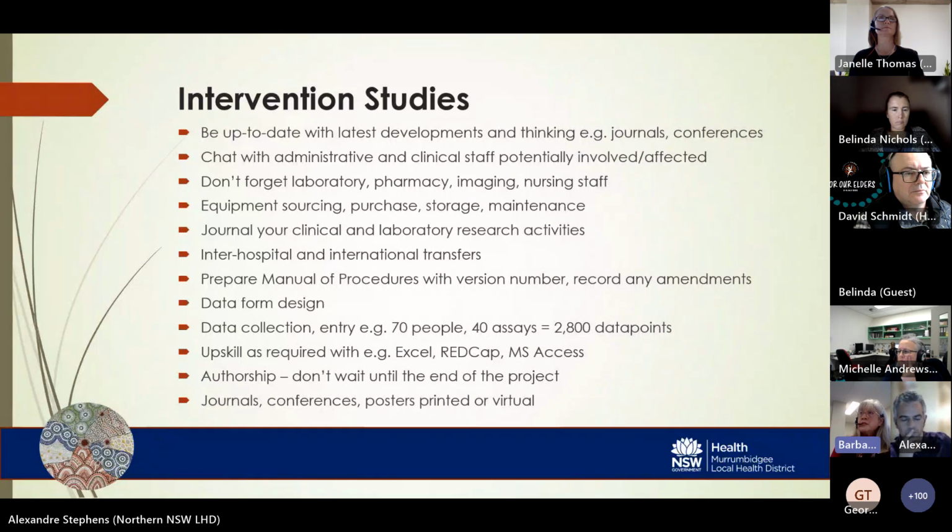Journal all your research activities, as a year down the track, you won't remember what you did. Every time you're in the lab or in the clinic or at your desk doing something with your research project, make a short note with the date and what you did, so that you've got a record and can always go back and have a reference.